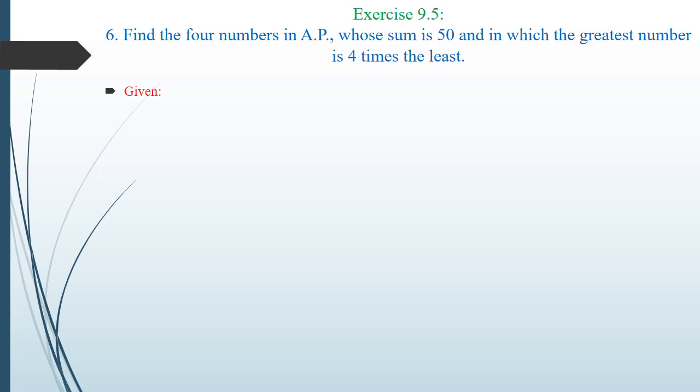Coming to the next question, question number 6, which says find the four numbers in AP whose sum is 50 and in which the greatest number is 4 times the least number. Even this question is similar to the previous two questions that we just solved. Just one more term is added, that is four numbers. That is, we have to take the sum of four numbers, and the second statement is a little bit modified here. Let us see how we can solve this.